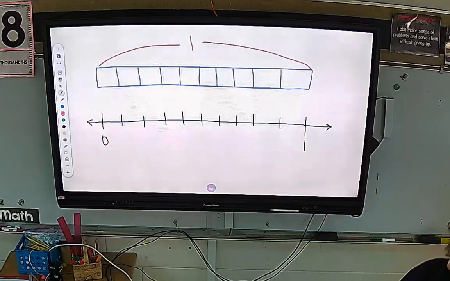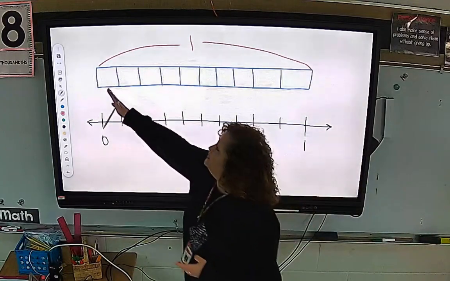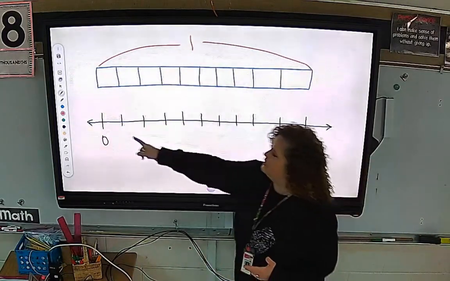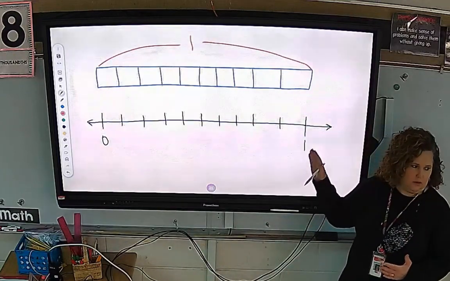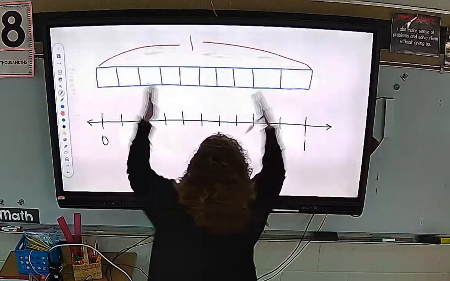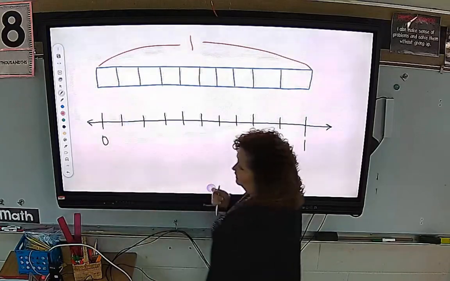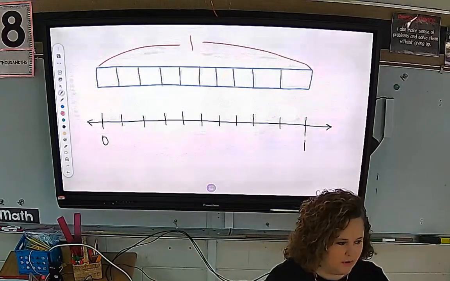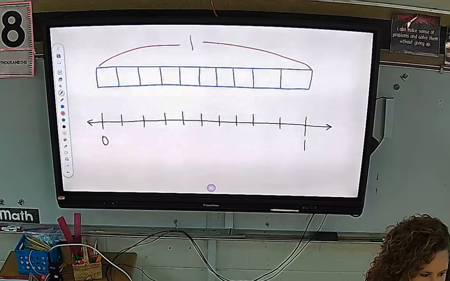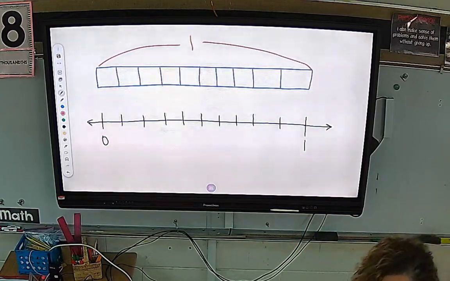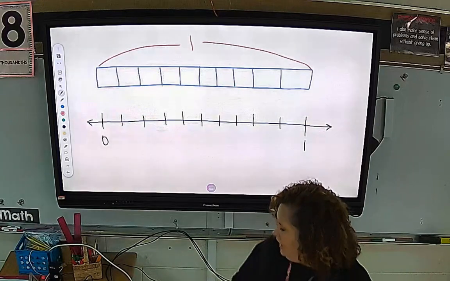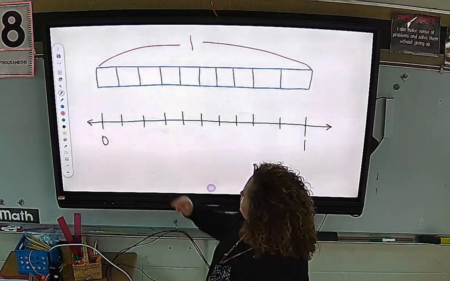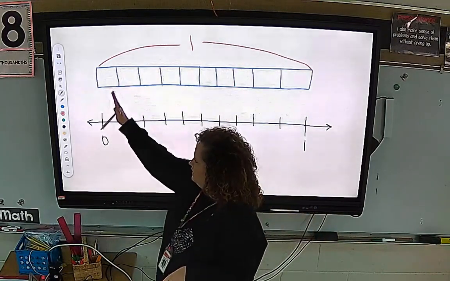Just like this tape diagram is 1 whole, notice that on our number line, we're from 0 to 1 whole, okay? 1 whole number right here. Now you notice that our 1 whole is cut into smaller pieces because fractions and decimals are smaller than 1, okay? All right, so you told me a minute ago that this was 1/10, right?